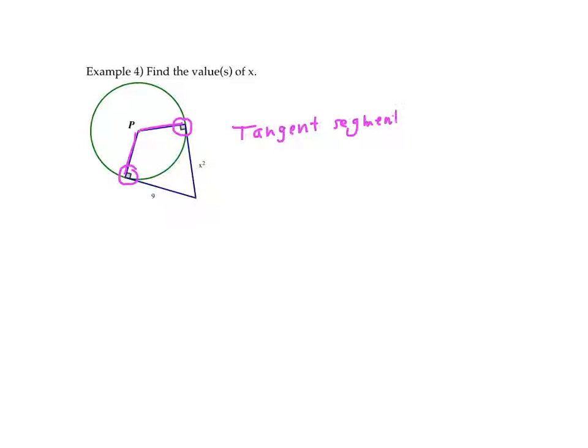And when tangent segments meet at a point outside the circle, they are congruent to each other. So we can set x squared equal to 9. And then to solve for x, you just need to take the square root of both sides. So you get x is equal to plus or minus 3. So it could be positive 3 for x, or we could use negative 3 for x.